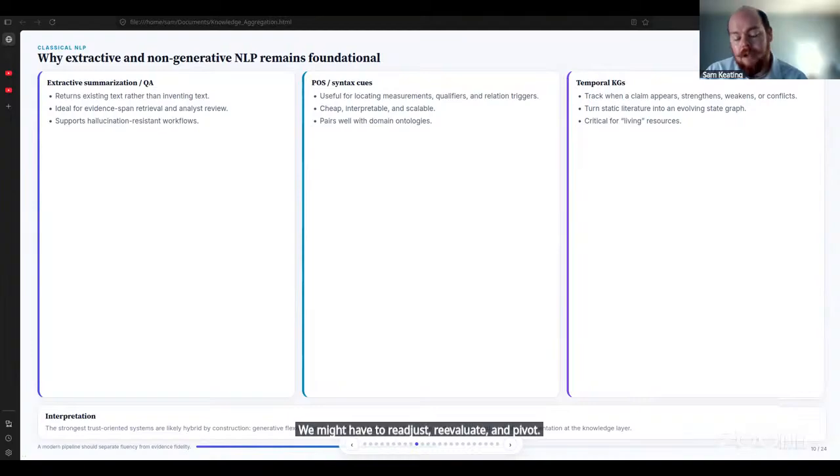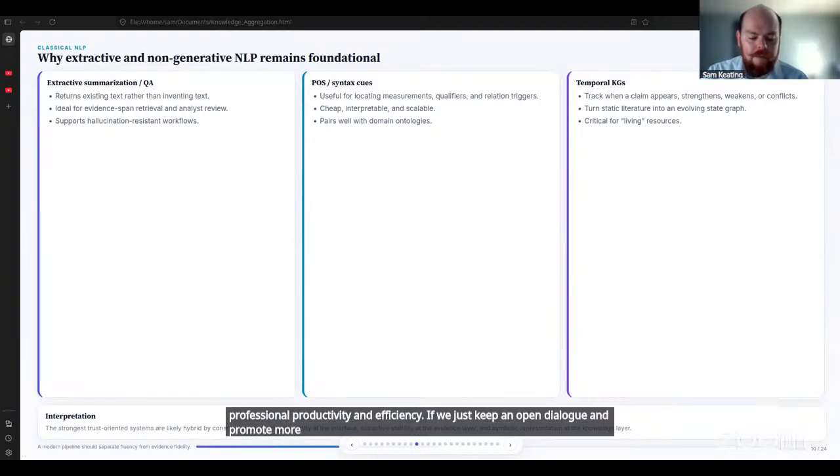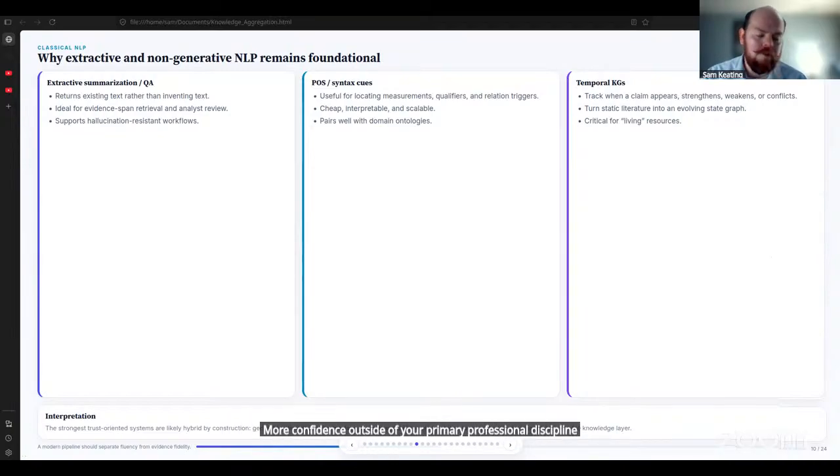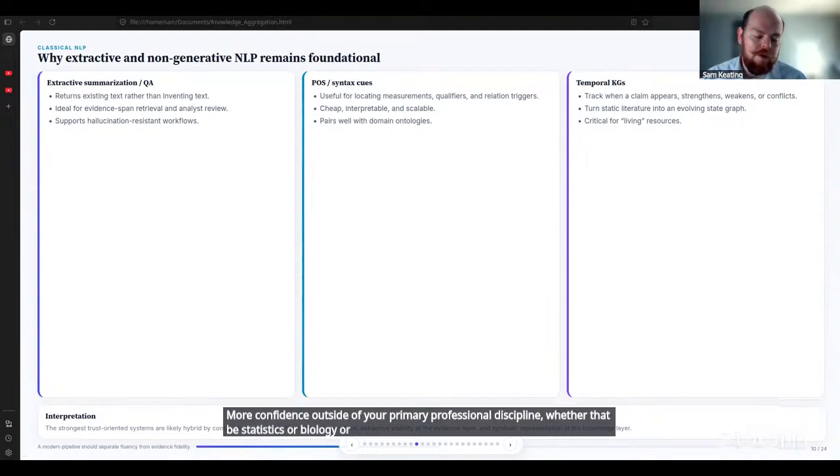There's a lot of progress left to go, and I think we could definitely do better as far as professional productivity and efficiency if we just keep an open dialogue and promote more confidence outside of your primary professional discipline, whether that be statistics or biology or quantum computing or what have you.